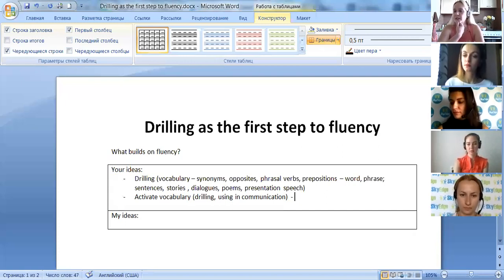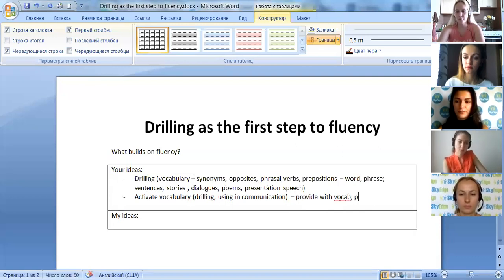For example, we have some speaking situation which we're going to start the lesson with, and we should provide students with the words to activate them before talking about it. I think we should provide them with the aim of using this vocabulary. Well, yeah, we'll have the communicative situation. Okay, so provide with vocab, then provide with aim. Okay. Is there anything else we should do for them?